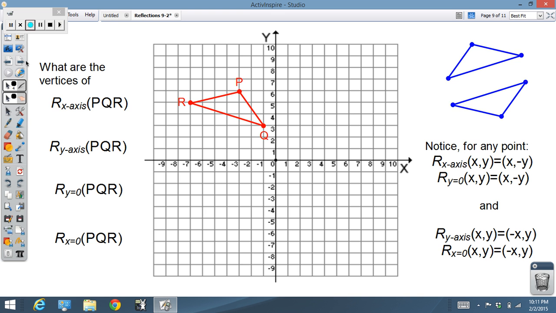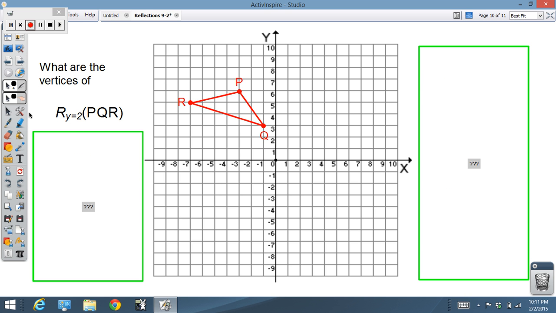Now, a little more tricky problems coming here. What are the vertices of this reflection where we use the line y equals 2?